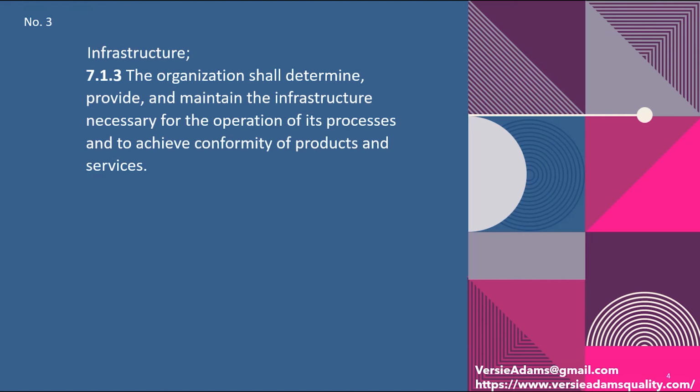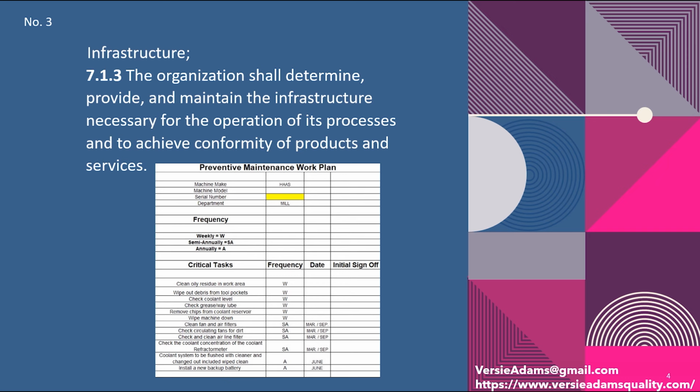So the next one is infrastructure. 7.1.3: the organization shall determine, provide, and maintain the infrastructure necessary for the operation of its processes and to achieve conformity of products and services. So throughout your organization, you have very important process equipment that enables you to perform your job.